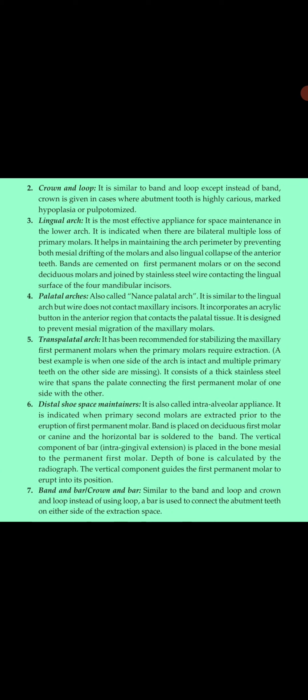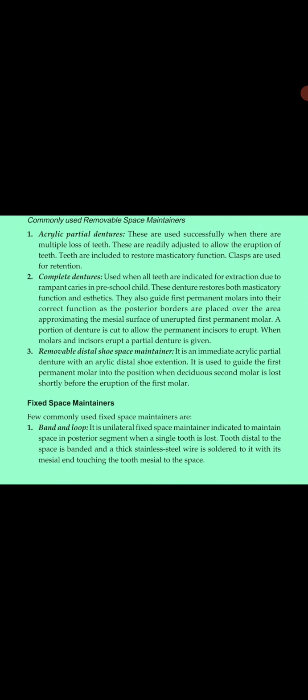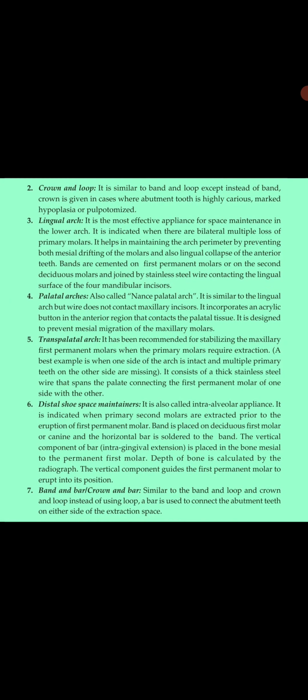It is indicated when the primary second molar is extracted prior to the eruption of the permanent molar. First permanent molar has not erupted. If E, the second deciduous molar, is lost prematurely, and if the first molar has erupted, then we give bend and loop. If the first molar has not erupted, to guide its eruption, then we give a distal shoe space maintainer.